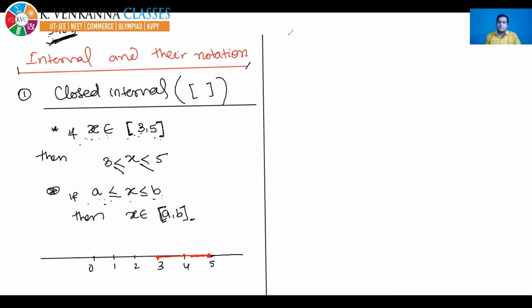So I hope the meaning of closed interval is clear to everyone. If anyone has doubt, then they can ask. But please tell me immediately so that I can move to the second interval. Yes. Okay, nice. Okay.